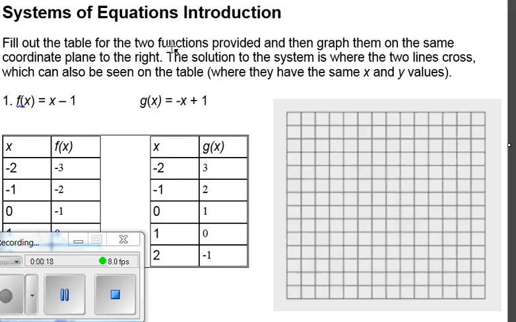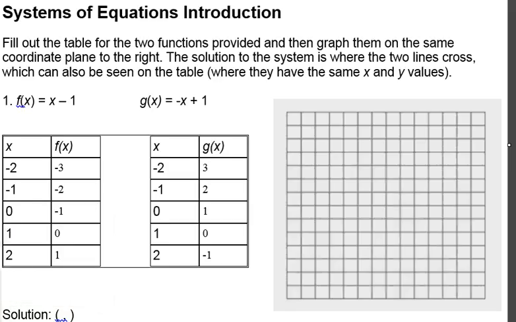Fill out the table for the two functions provided and then graph them on the same coordinate plane to the right. All right, the solution to the system is where the two lines cross, which can also be seen on the table where they have the same x and y values.